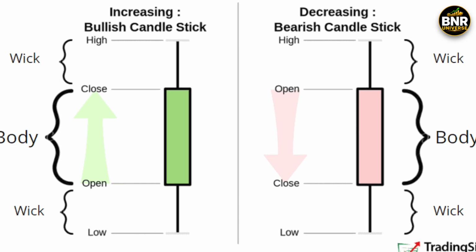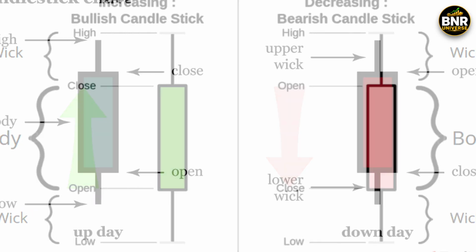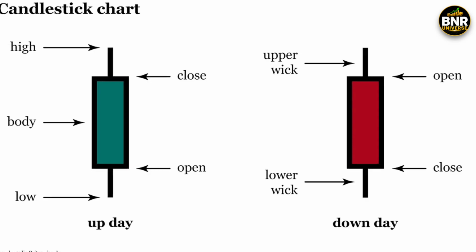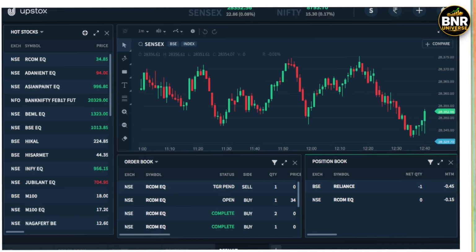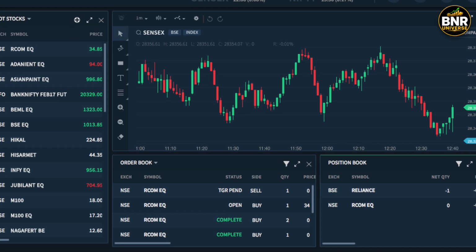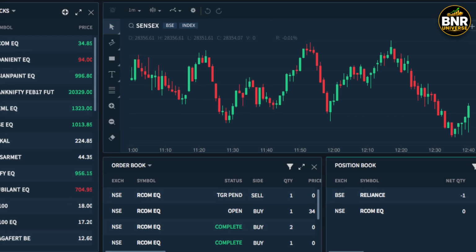Bearish engulfing. This is the opposite of the bullish engulfing pattern. A small green candle is followed by a larger red candle. The red candle completely covers the previous green candle. This suggests sellers have taken control.